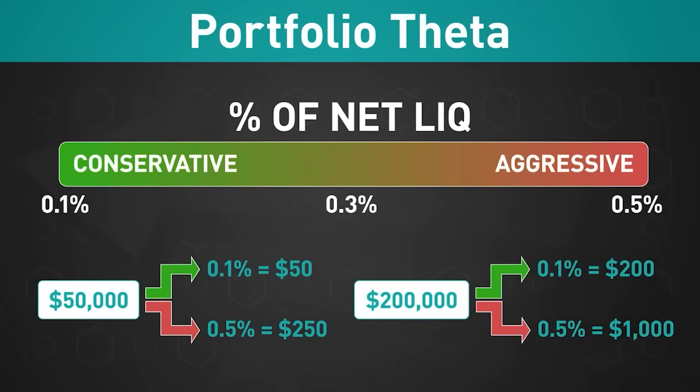On a $200,000 portfolio, 0.1% would be $200 in daily theta, 0.3% would be $600 in daily theta, and 0.5% will be a whopping $1,000 in daily theta decay. Now that we've built a little bit of a foundation for our portfolio theta, we can lean on the Tasty research, which has shown we can expect to capture about 25% of our daily theta.